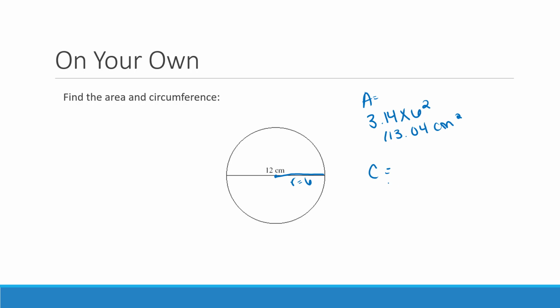Again, it really doesn't matter what formula you plug it into as long as you plug in the right value. I'm going to use the formula pi times the diameter since that's what I was given in the original part of the problem. So pi times 12, 3.14 times 12, is going to give me a circumference of 37.68, and that's just going to be centimeters.